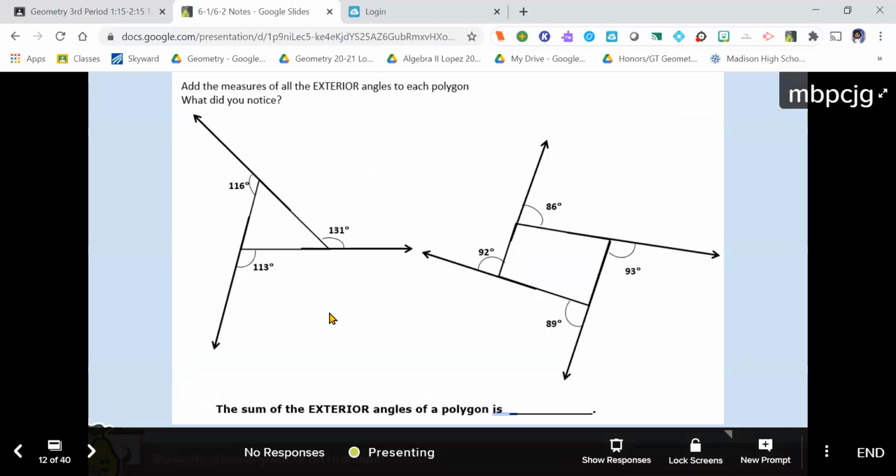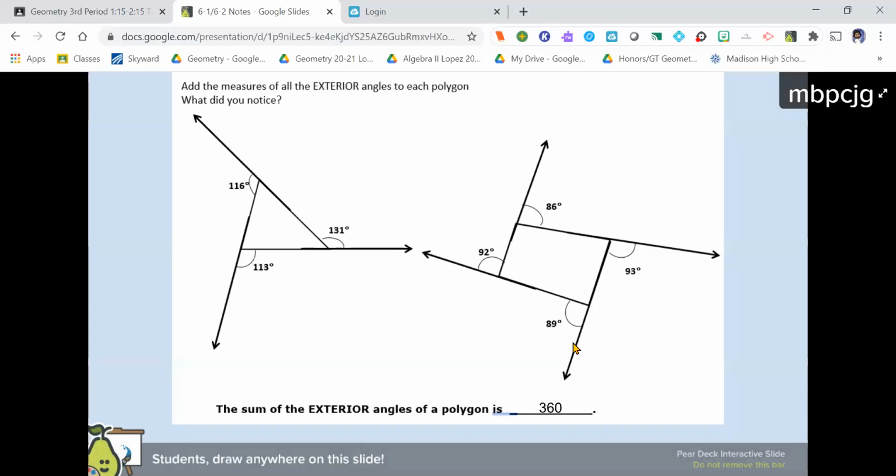I would do this on GeoGebra, but we just don't have the time today. But these are exterior angles of a triangle. If I add these up, 116 plus 131 plus 113, that adds up to 360. If I add up these 4 angles of the quadrilateral, 86 plus 93 plus 89 plus 92, they also add up to 360. The point of this is that it doesn't matter what shape it is, the exterior angles will always add up to 360.